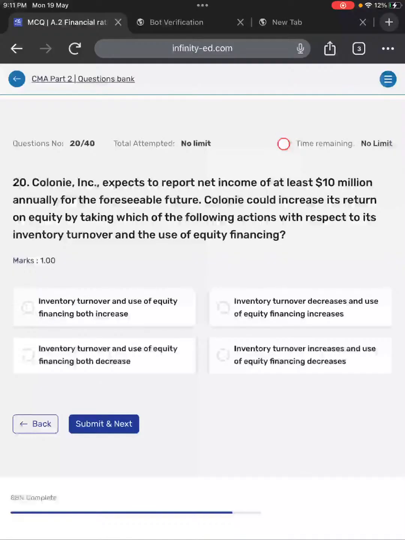Option A, inventory turnover and use of equity financing both increase. Option B, inventory turnover decreases and use of equity financing increases. Option C, inventory turnover and use of equity financing both decrease. Option D, inventory turnover increases and use of equity financing increases.